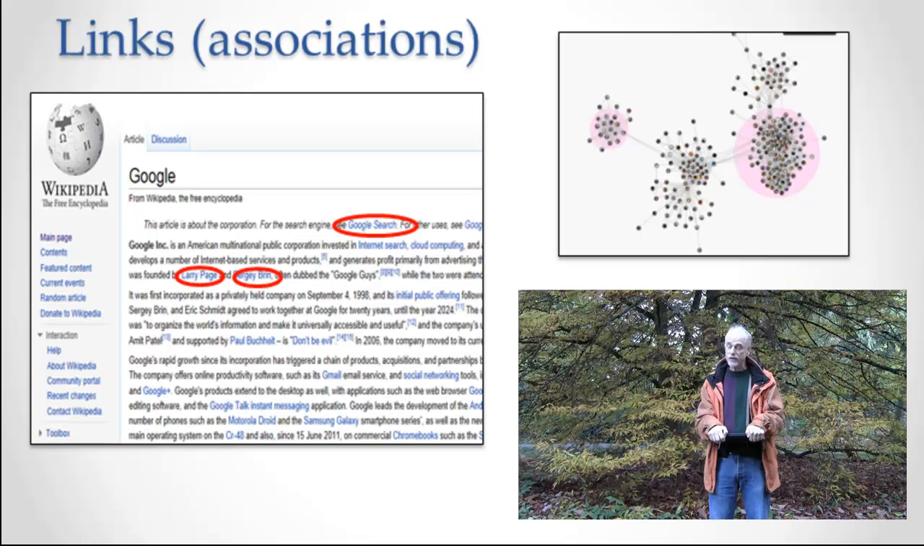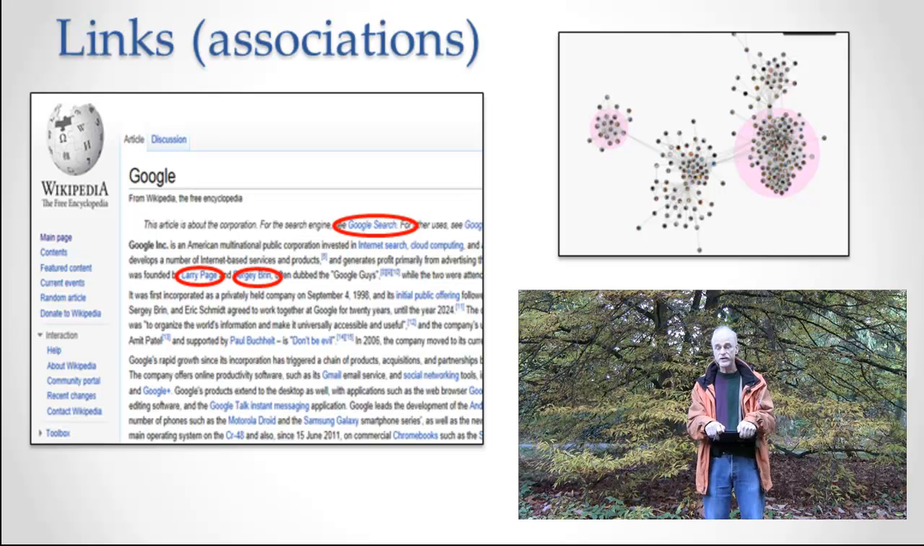So this structure is not the same as a hierarchy. It's not the same as an index. It's a third structure. It's the structure of how information is interrelated to each other through links or through associations. So we have the hierarchy, we have the index, and now we have links or associations. And those links or associations take one piece of information and associate it to others.